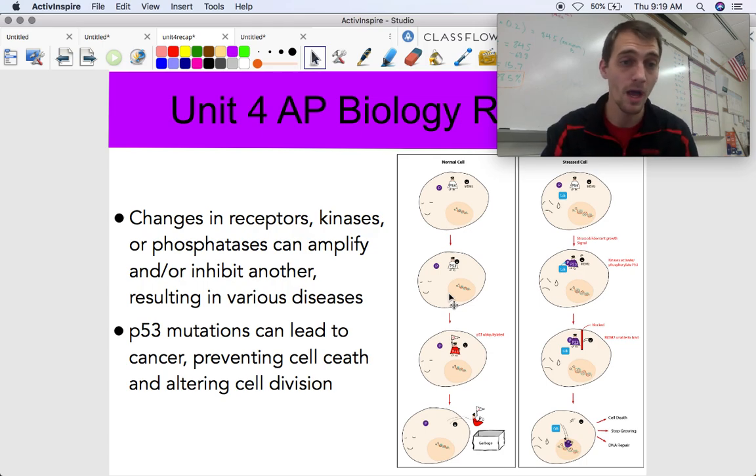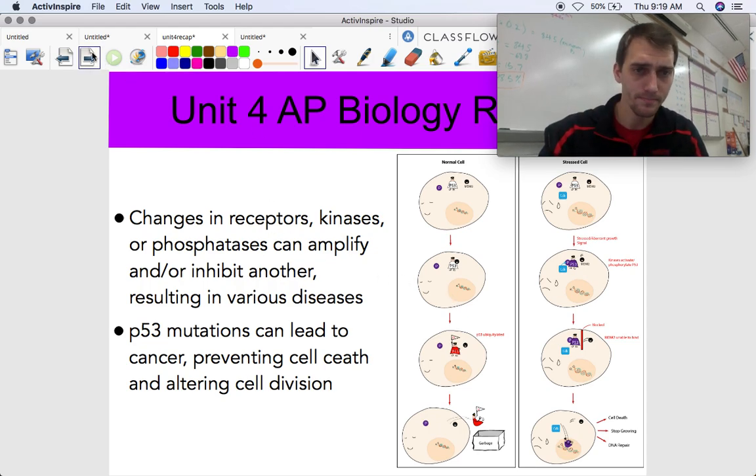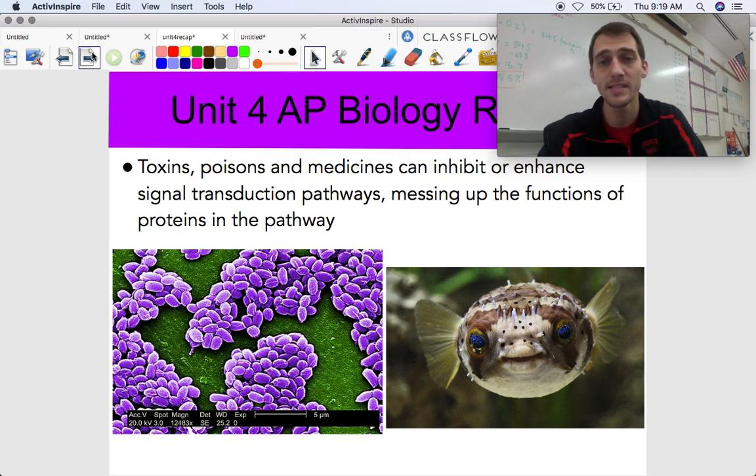P53, for example, is a very special protein that's very important for regulation of the cell cycle. I forget which checkpoint of the cell cycle, but if that protein is mutated, it can prevent cell death, it can prevent apoptosis, and it can alter the cell division, and it can lead to cancer. More on that in 4.7. Toxins, poisons, and medicines can inhibit or enhance signal transduction pathways, messing up the functions of proteins in the pathway.